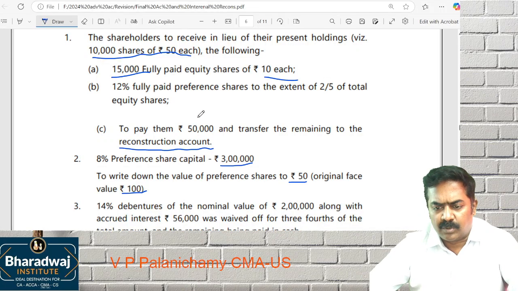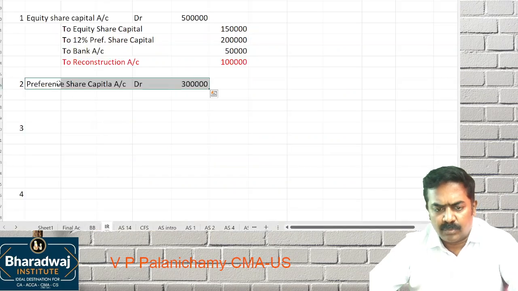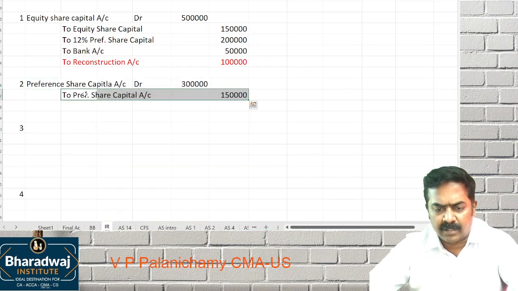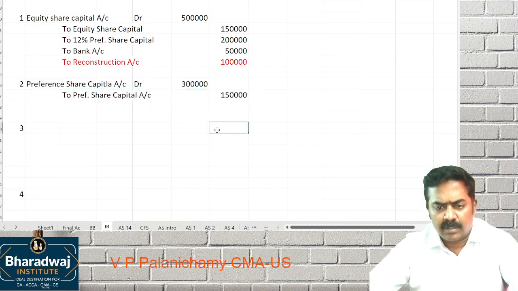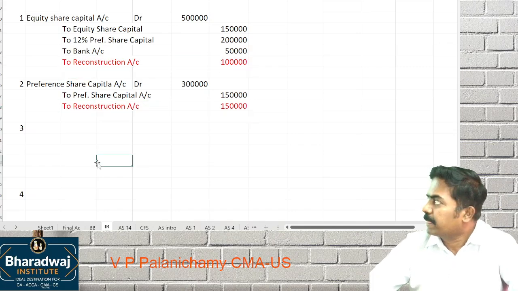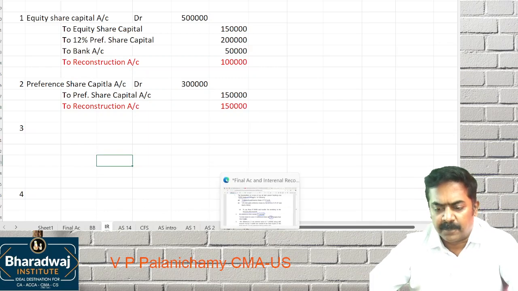For preference shareholders, what is the old value? 3 lakh, which is 100 each. 50 each will be half the amount. So old preference share capital account, 8% preference share capital account debit, to new preference share capital, half the amount. Balance will go to which account? Reconstruction account. So 1 lakh plus 1 lakh 50 is there. Next.